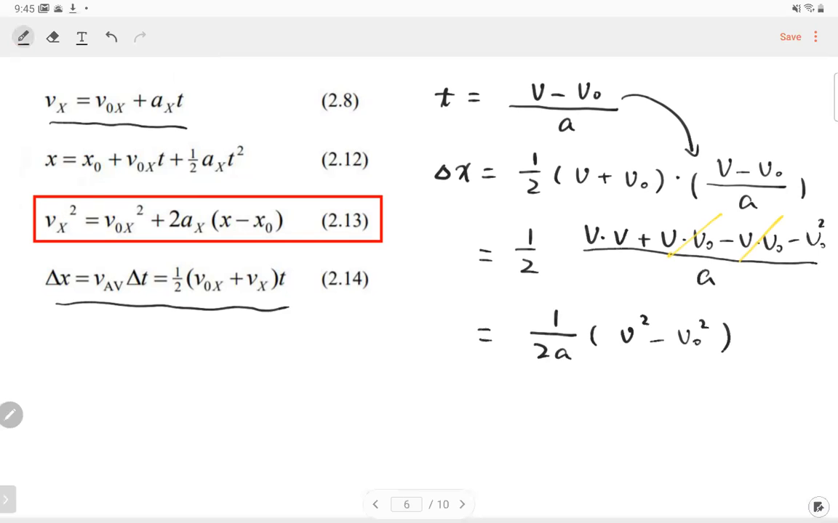Okay, so let's multiply the 2a on the left side. We have v squared minus v0 squared equals 2 times acceleration and displacement. Okay, so this is the derivation for the third equation. That means if we don't know time, then we're going to pick this equation.